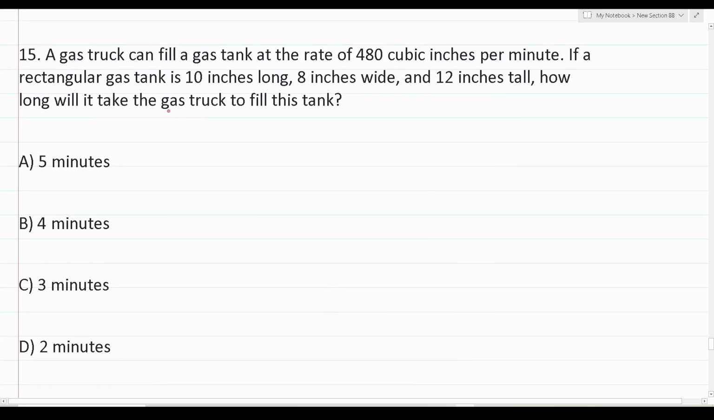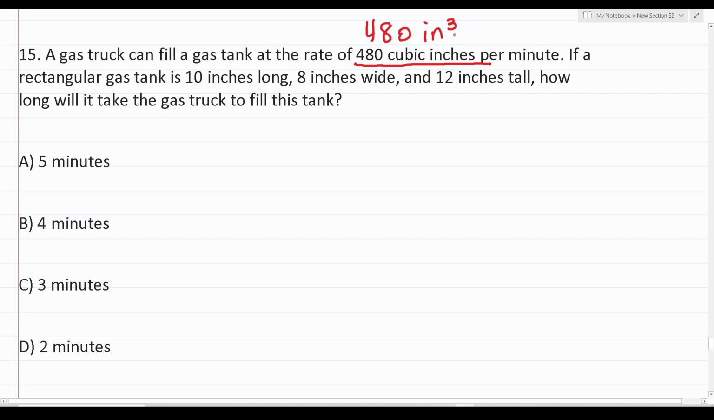All right, so number 15 here says a gas truck can fill a gas tank at a rate of 480 cubic inches per minute. If a rectangular gas tank is 10 inches long, 8 inches wide, and 12 inches tall, how long will it take the gas truck to fill this tank? All right, so there's a big clue in this problem that's going to tell you how to get started. It's right here. The gas truck can fill a gas tank at a rate of 480 cubic inches per minute.